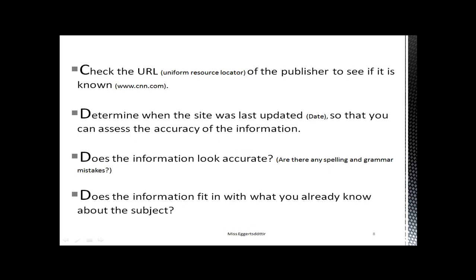Always check the website's URL, which is Uniform Resource Locator, and this is the address of the website. Here you can see if the publisher is known, for example. Determine when the site was last updated, the date, so that you can assess the accuracy of the information. Does the information look accurate? Are there any spelling and grammar mistakes? All things to look for. Does the information fit in with what you already know about the subject?